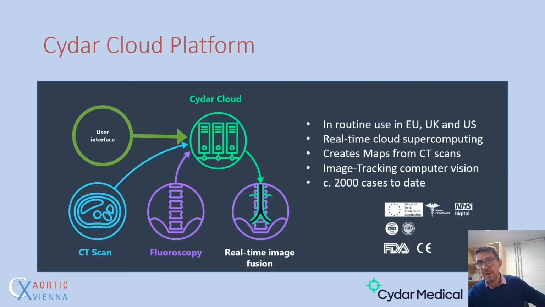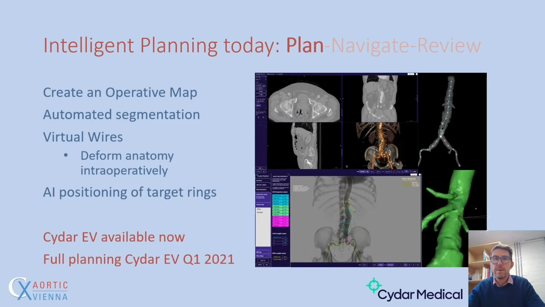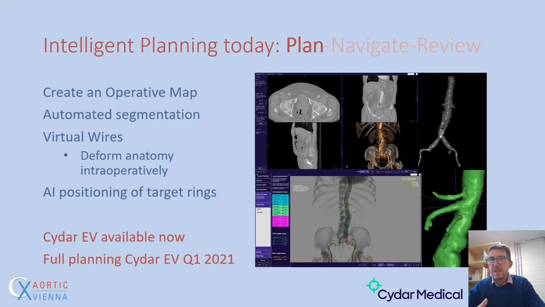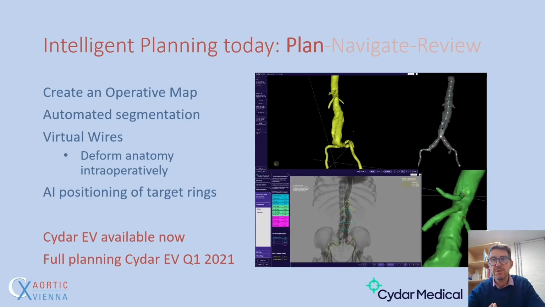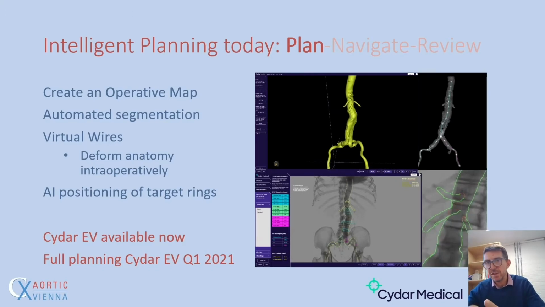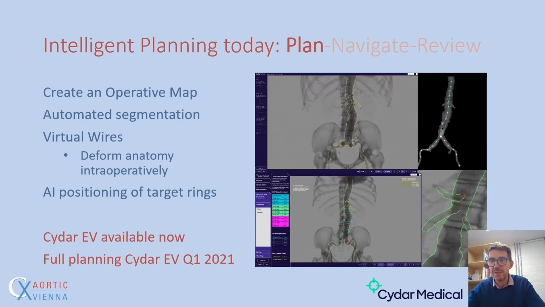The progress so far: the cloud platform is in place. It's in routine use in 6 countries, over 2,000 cases to date, and has regulatory clearance, including for information security and data protection. It generates maps from CT scan, with a lot of AI in this, mostly around simplifying user workflows, but also with virtual wires in there that are used to deform the anatomy later intraoperatively. So version this with full planning capability is due for release in the coming months.